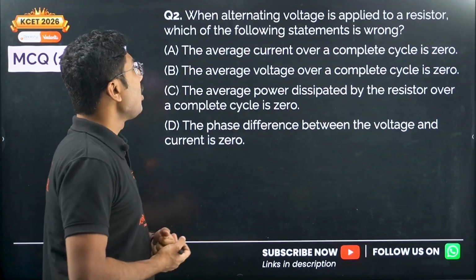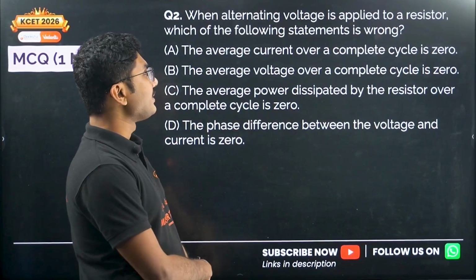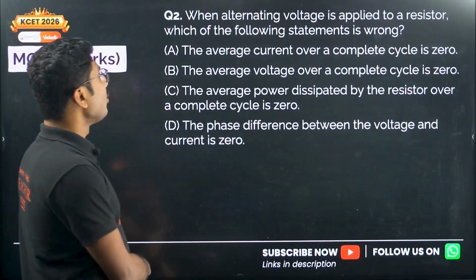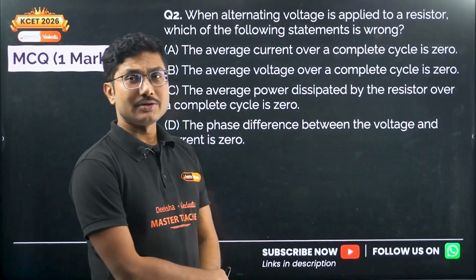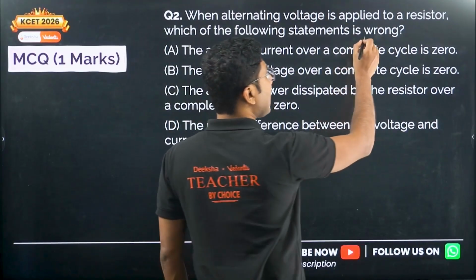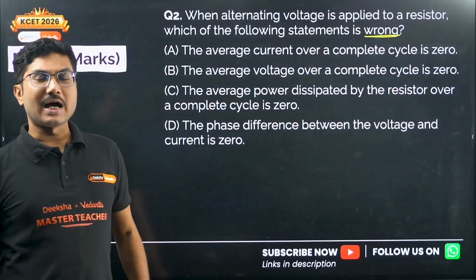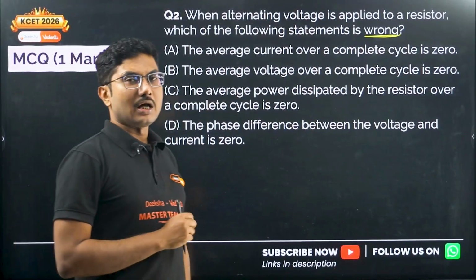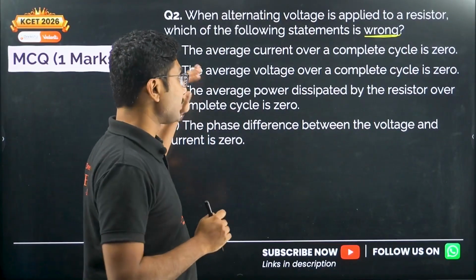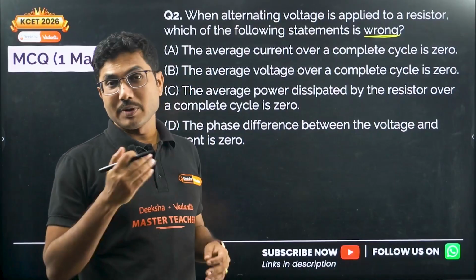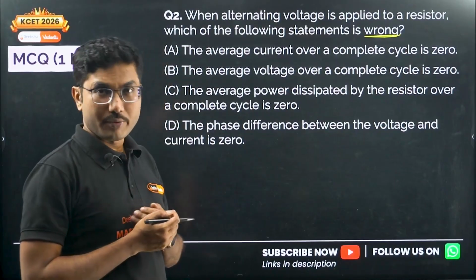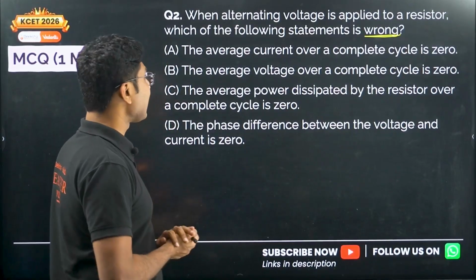Next question: when alternating voltage is applied to a resistor, which of the following statements is wrong? So very important, here they asked you which of the following statements is wrong. That means 3 statements are correct, only one of them is wrong. So be careful for such questions where they ask you which of the following is wrong, which of the following is correct. Be careful in such cases.